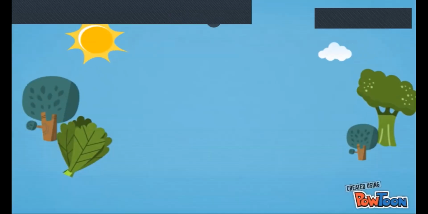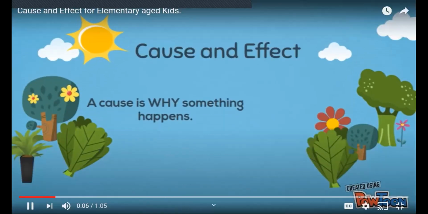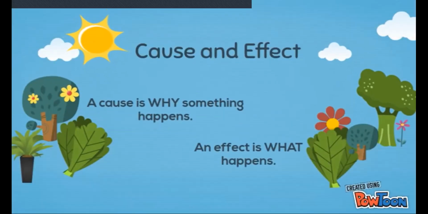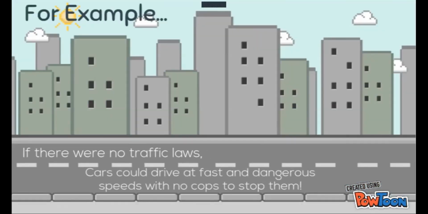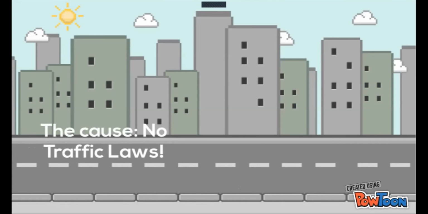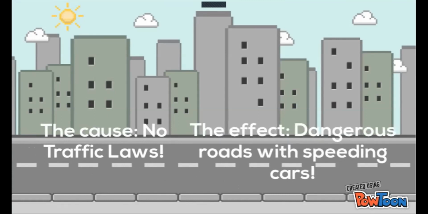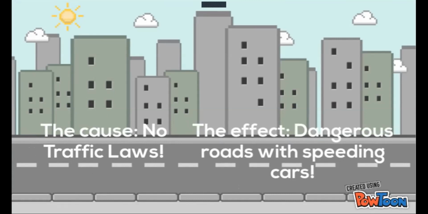One kind of text structure authors use is cause and effect. A cause is why something happens. An effect is what happens. Recognizing cause and effect will help you understand and remember what you read. For example, if there were no traffic laws, cars could drive at fast and dangerous speeds with no cops to stop them. The cause, no traffic laws. The effect, dangerous roads with speeding cars.